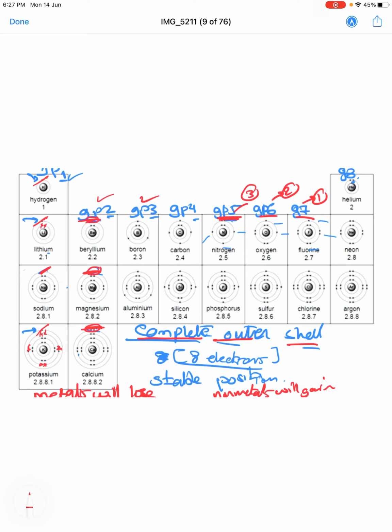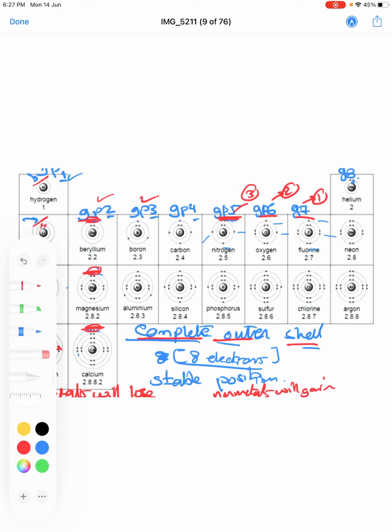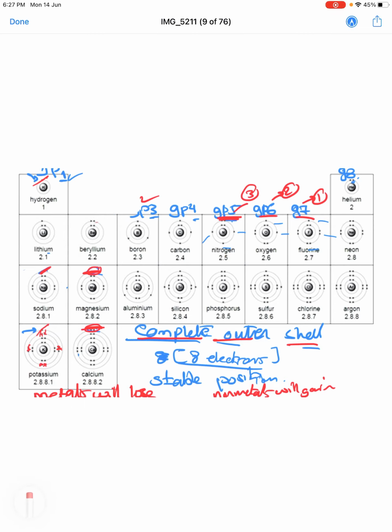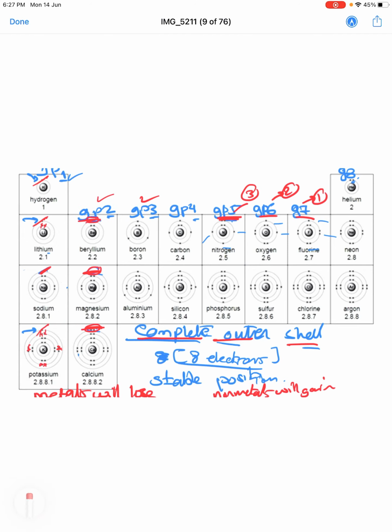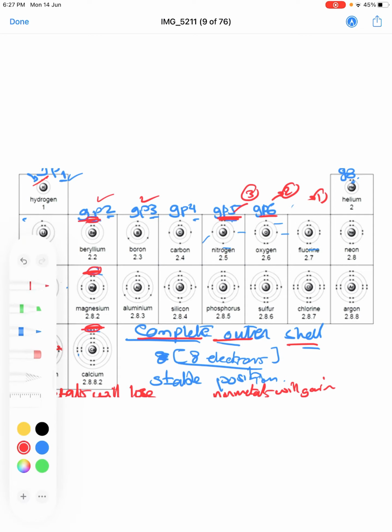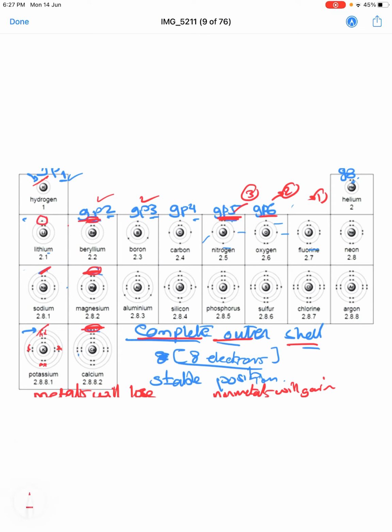So basically, let me give you an example. If I'm talking about lithium reacting with fluorine, for example, this electron here that will be lost from the lithium will be gained by the fluorine. So basically, fluorine will take the electron that has been lost from the lithium.